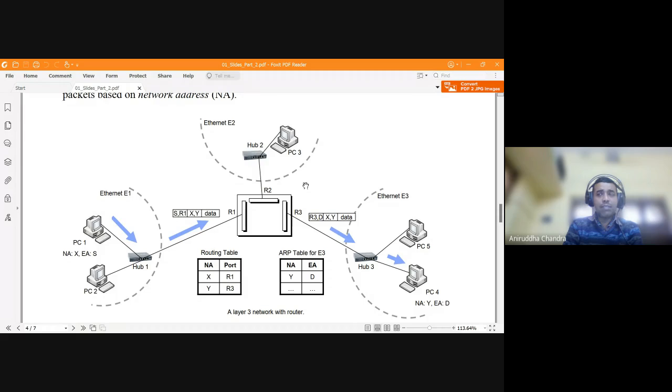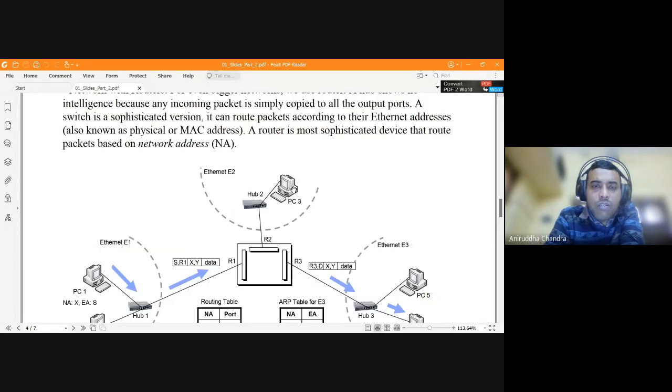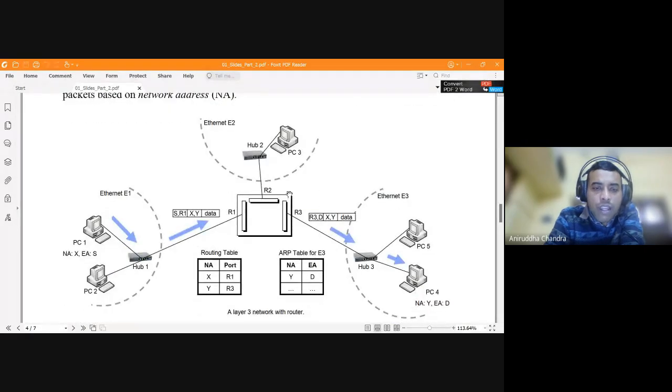But network address is something like they can track me on the go. It doesn't matter to them whether I am in the office or in the home, they can still deliver the package to me because that address is probably my name or my identity, which is much more easily manageable. So let's see how this whole thing works. The PC1 has two sets of addresses. One is the network address and the other one is the Ethernet address. So the PC1 has an Ethernet address of S and the network address of X.